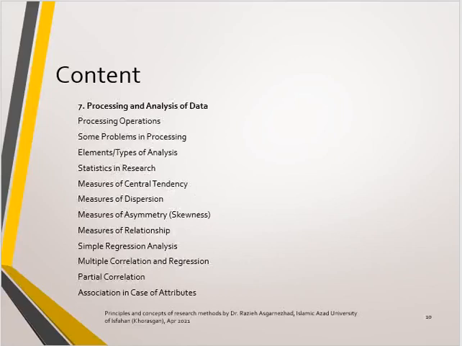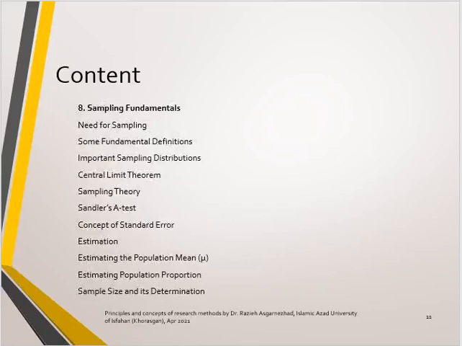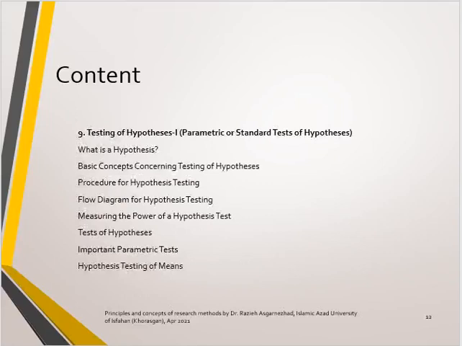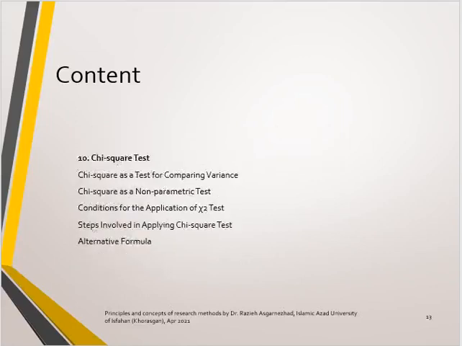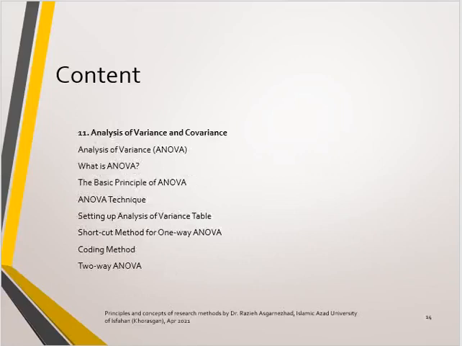And number 7, processing and analysis of data. Number 8, sampling fundamentals. And number 9, testing of hypothesis. And number 10, chi-square test. It's very famous. Number 11, analysis of variance and covariance.